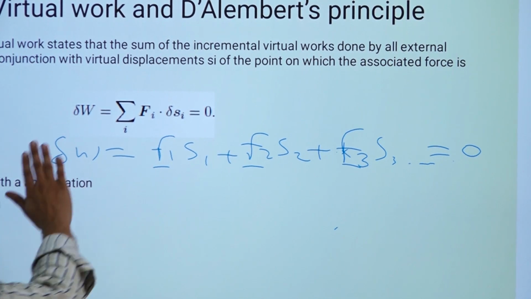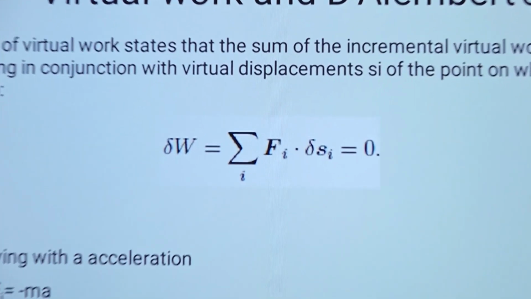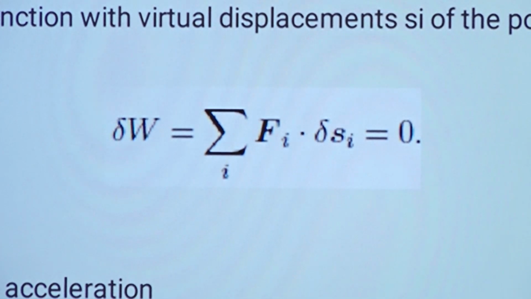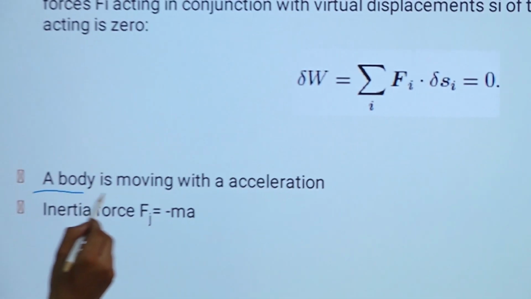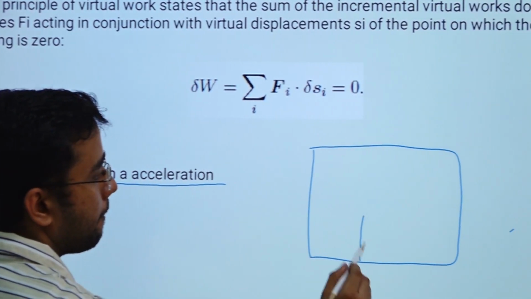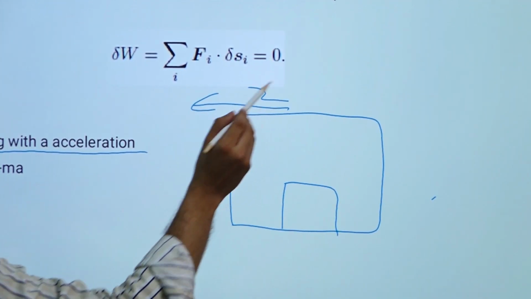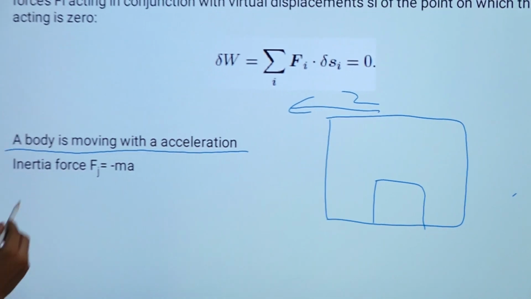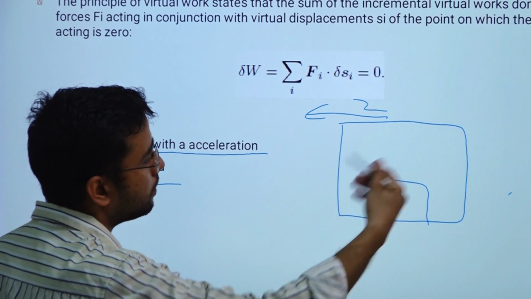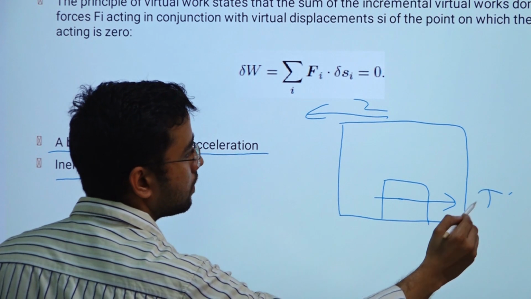Now we are going to derive D'Alembert's principle from virtual work. What happens in D'Alembert's principle when we solve the numerical, just some time before, a body is moving with acceleration. In that numerical, a block was inside and this drag was decelerating, in the previous numerical which we solved. So we found the inertia force, minus ma. This body is moving with some acceleration and there was an inertia force over this body.